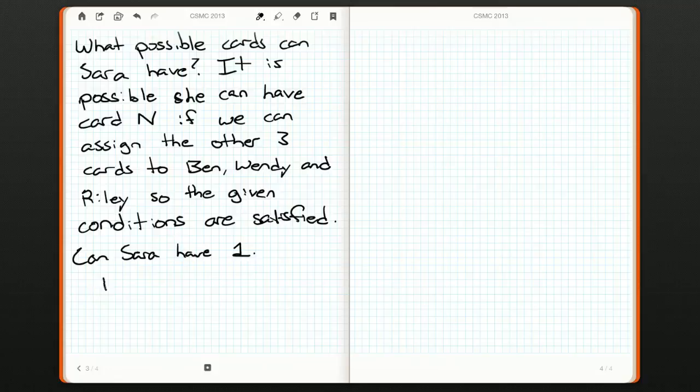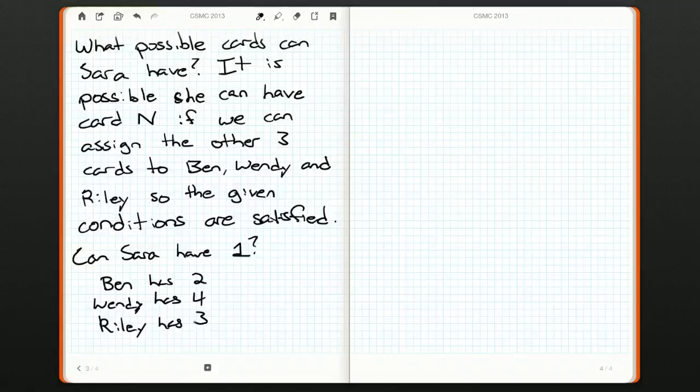But we could do Ben has 2, Wendy has 4, and Riley has 3. That's possible, and then Sarah would have 1, because Ben doesn't have card 1, so we need that, and Wendy's card is 1 more than Riley's card.